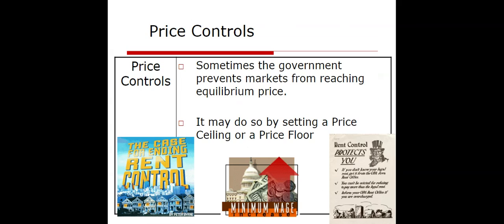So, sometimes the government will try to prevent a surplus or a shortage by setting certain controls. And one of these is a price control. Price control is their attempt at preventing markets from reaching an equilibrium price. So, they may prevent an equilibrium price by setting a price ceiling or a price floor.